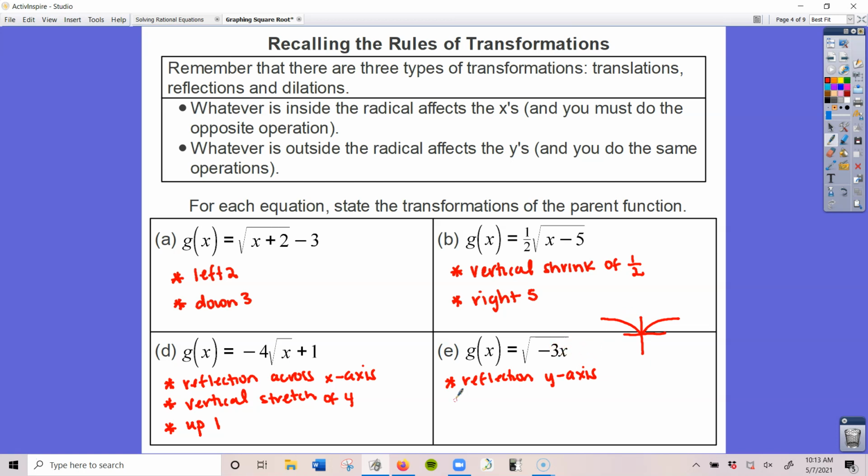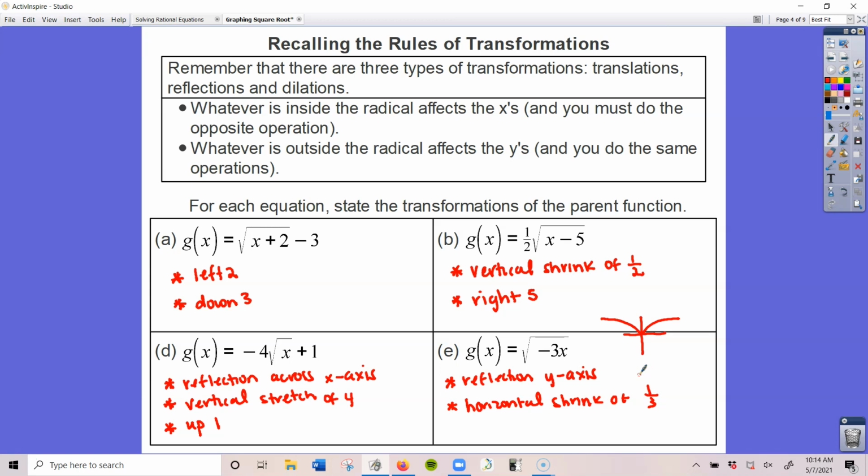Finally, this 3, any number that is multiplied or divided to the x is a horizontal dilation, but remember it's the opposite. So instead of multiplying 3 and making the x's bigger, it's actually dividing 3, making the x's smaller. So this is a horizontal shrink of 1/3.